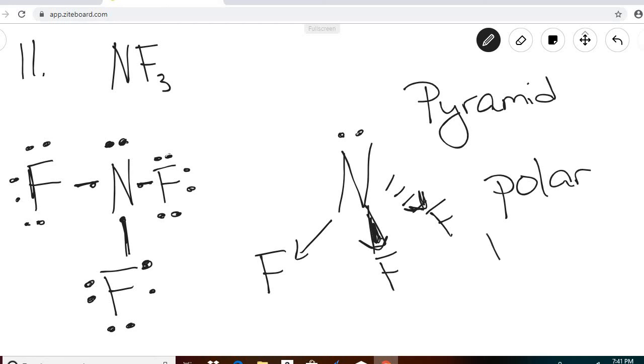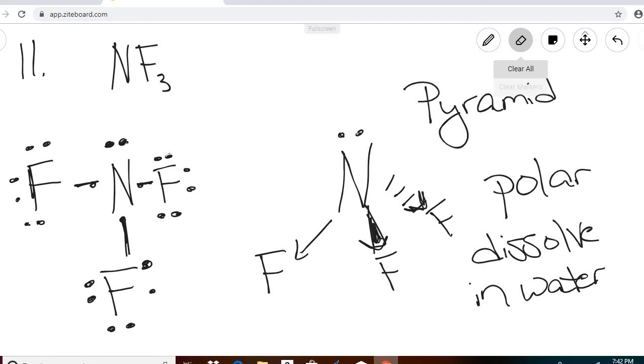And polar molecules do dissolve in water. That's a little bit of extra information that you weren't asked for that question, but it's good to think about that. And if there's not equal pull on all sides of the central atom, you're going to end up with a charge within the atom that makes it polar. And polar molecules dissolve in water. Non-polar molecules do not.